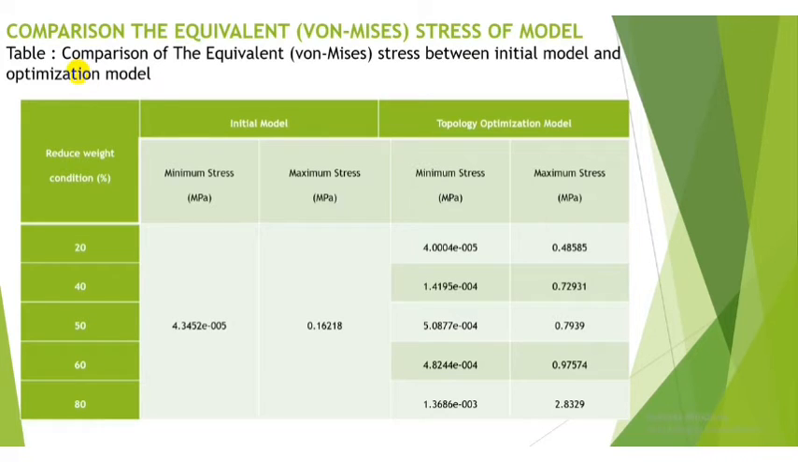Next we go for the comparison of the equivalent von Mises stress of modeling. Here is our result, and we go for our design part. Here for the internal model, and for 20%, 40, 50, 60 and 80.